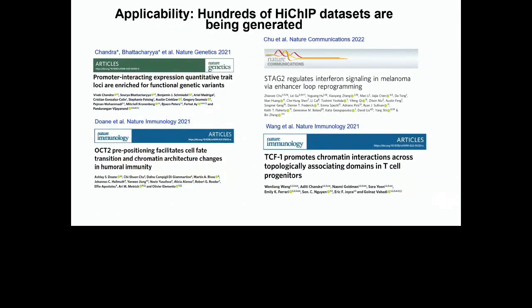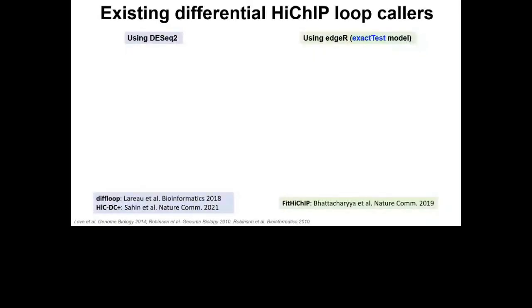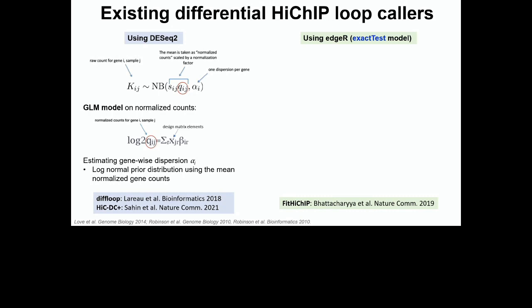The need of understanding how promoters and enhancers interact together to control gene expression in different contexts has led to the generation of hundreds of HiChIP datasets. But currently, there's no proper way to compare differential chromatin loops between two different conditions. The existing differential Hi-C loop methods use RNA-seq count-based methods, for example, DESeq2 and edgeR, the exact test. Both use a negative binomial distribution.